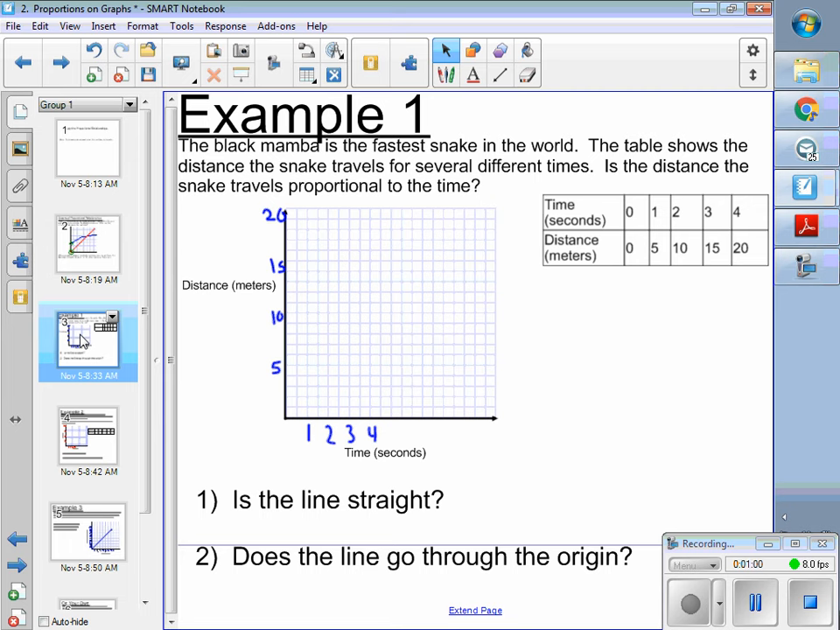So here's our first example. The black mamba is the fastest snake in the world. The table shows the distance the snake travels for several different times. Is the distance the snake travels proportional to the time?